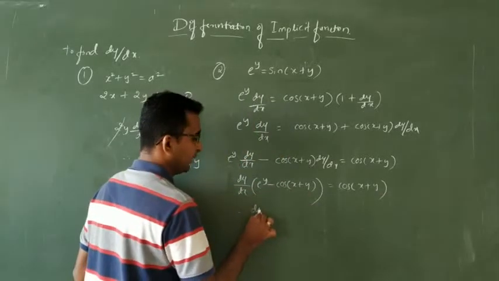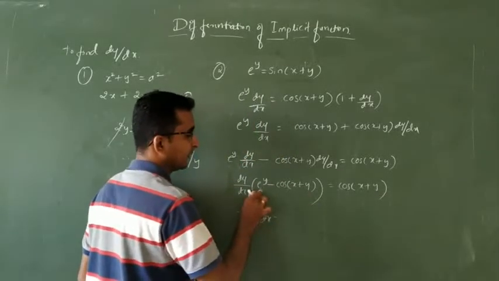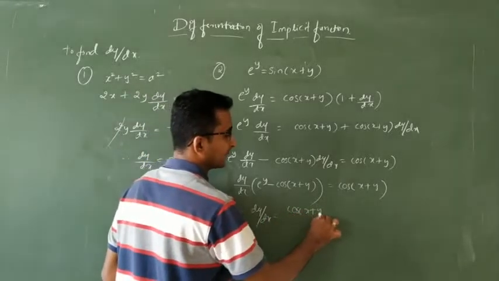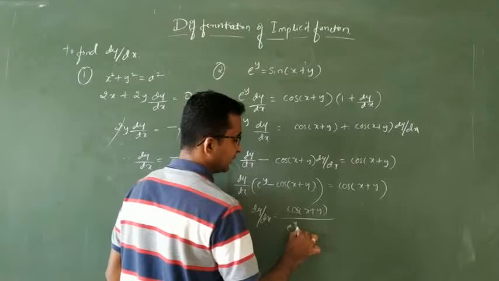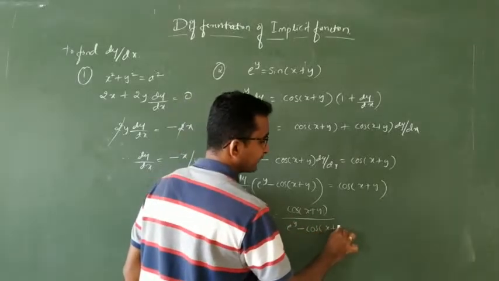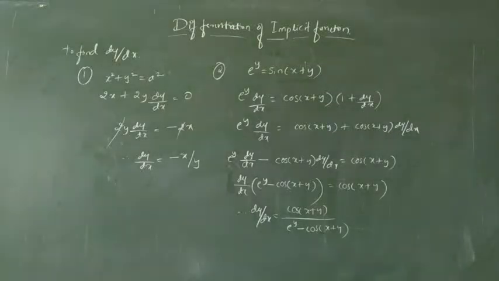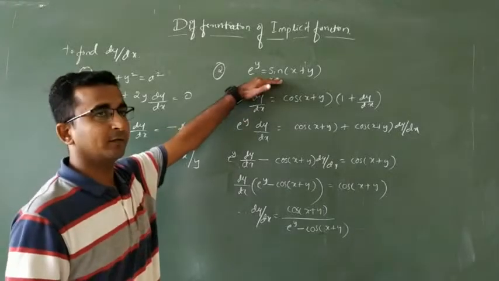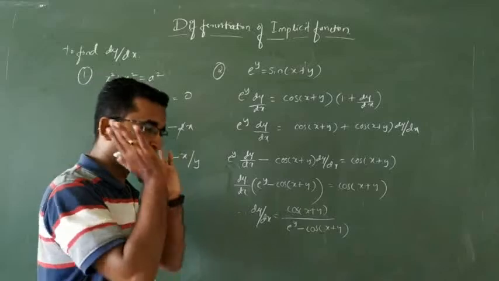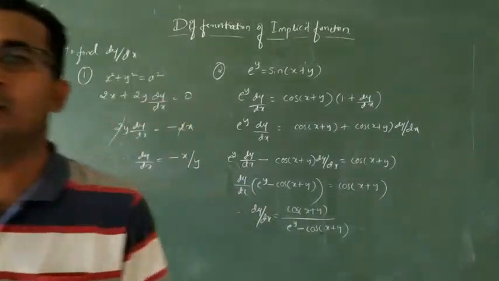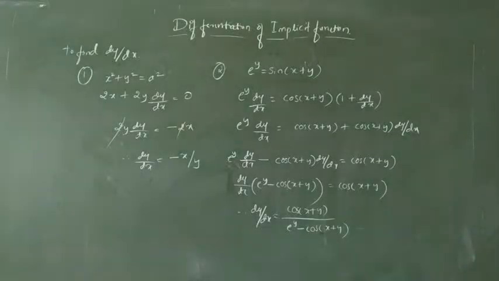Therefore, dy by dx is equal to 1. Take it to the RHS, then it goes to the denominator: cos of x plus y divided by e raised to y minus cos of x plus y. So this is nothing but the differentiation of the implicit function. For an implicit function, differentiate the function with respect to x. Then, very simply, take the dy by dx to one side and the others to the RHS side. Getting? Okay.